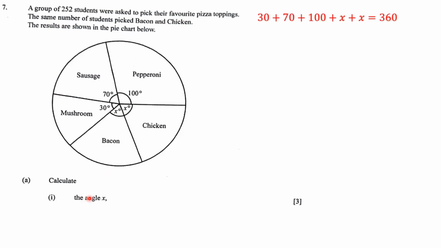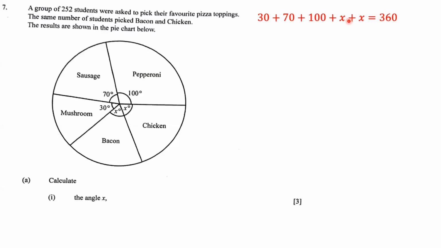In order to figure out angle X, what we have to remember is that the sum of all of the angles in a circle adds up to 360 degrees. So angles around a point add up to 360 degrees. What does that mean? That means that 70 plus 100 plus 30 plus x, all of them should add up to 360 degrees. So let's write that equation.